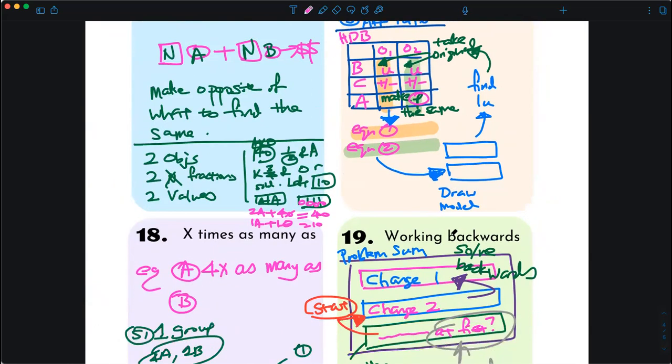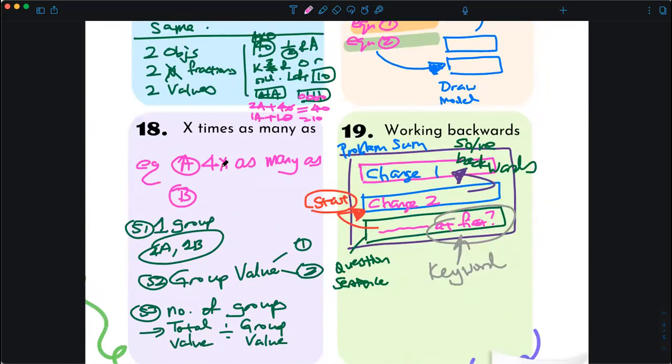All right. So last two, for example, you see like 4 times as many as, 5 times as many as. This is grouping. Why? Because let's say in a question, A is 4 times as many as B. So what you have here is in a group, you actually have 4A and 1B, and then you have many groups, and there are 5 of them, and then you have the total value. All right. So same thing.